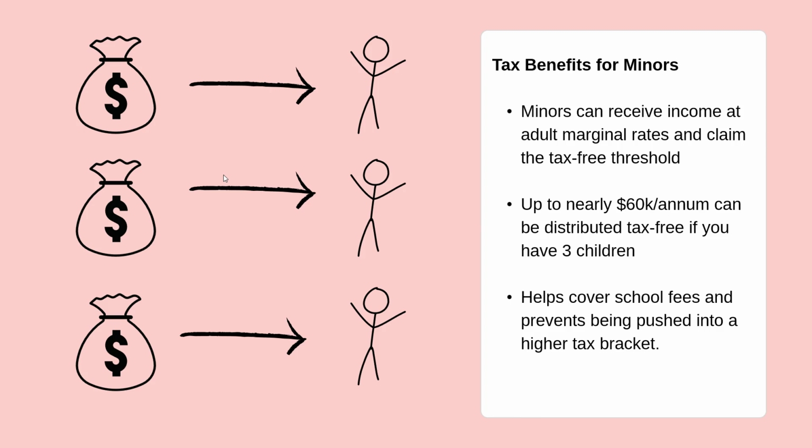So these tax benefits are only available in testamentary trusts. And what it means is that minors receive any income from a testamentary trust at adult marginal rates. So that means that they can claim the tax-free threshold, which is something like 19,000 per annum at the moment. So each of these kids, you can distribute 19,000 to them completely tax-free.